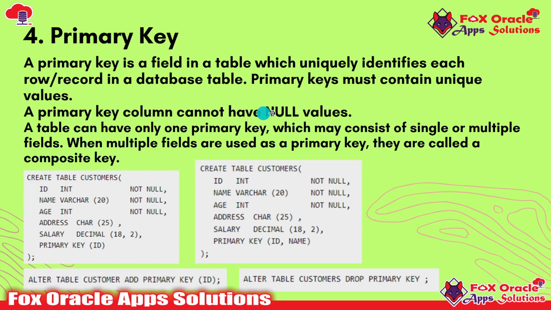Also, a primary key column cannot have a null value. That's true. A table can have only one primary key, which may consist of single or multiple fields. When multiple fields are used as a primary key, they are called a composite key.